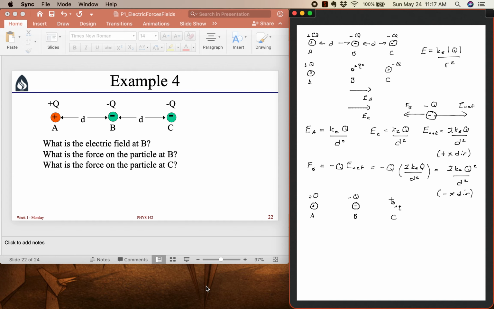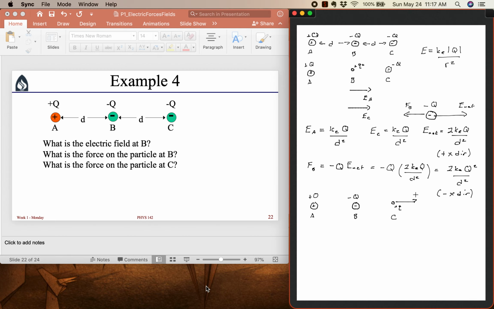So let's think about what each one of these charges is going to do to this positive test charge in order to find the direction of those electric fields. So first off, A is positive. The test charge is positive, so A will be repelling the test charge.